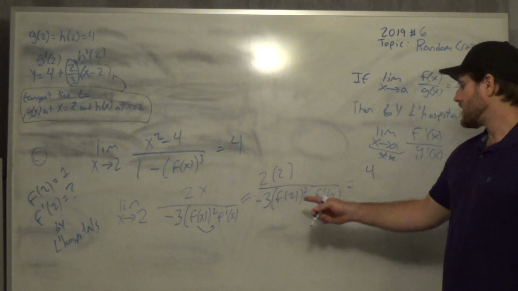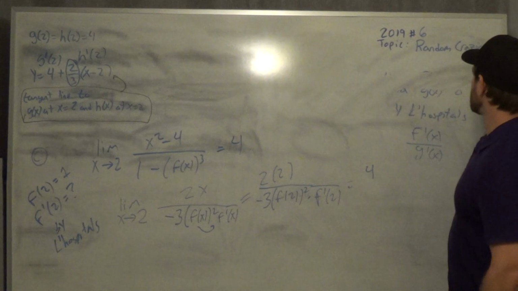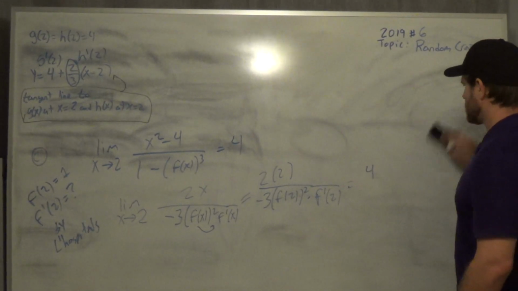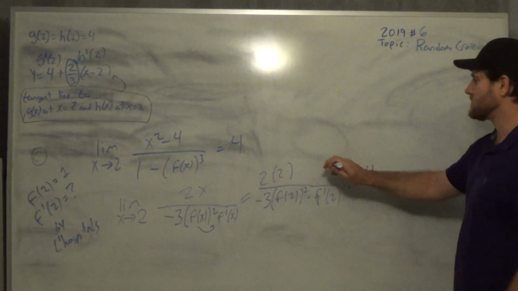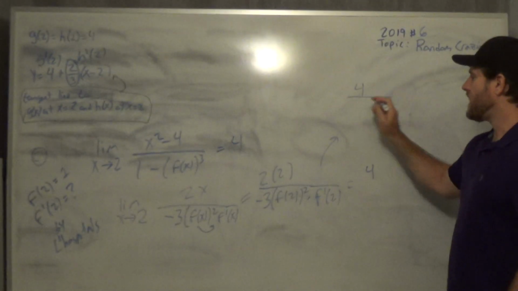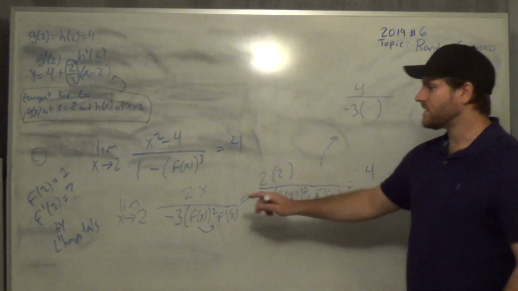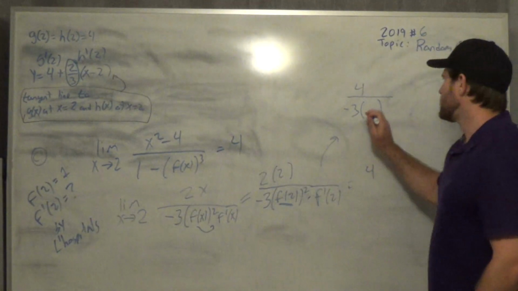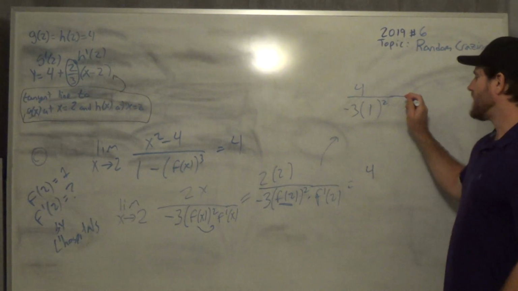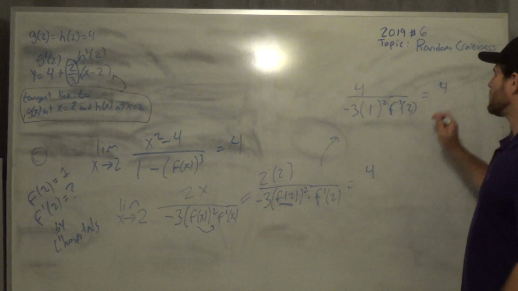So if all this has to equal 4, let's finish the problem. First of all, here on the top we have 4. On the bottom we have negative 3. We actually know what f of 2 is. We found that earlier. f of 2 is 1. So 1 squared. And now down here we have f prime 2 equals 4.